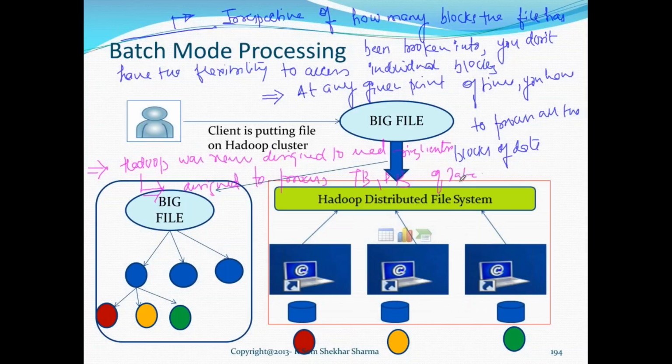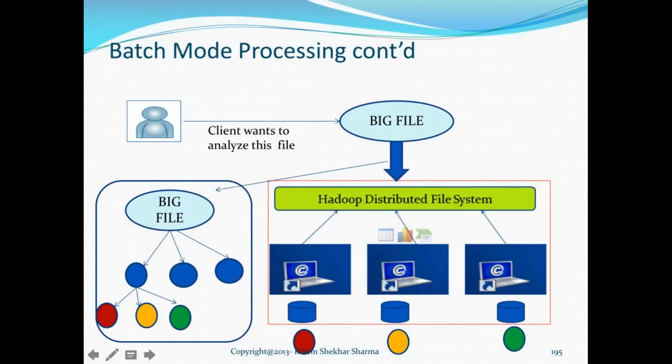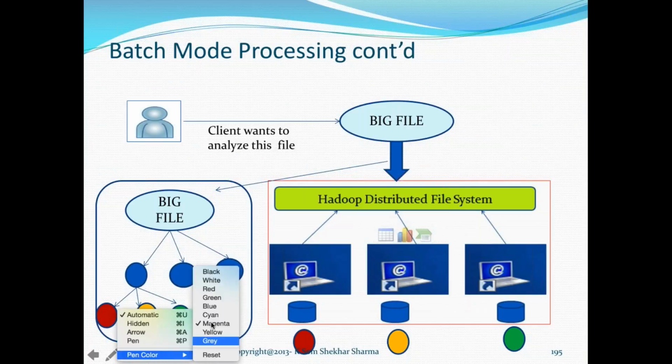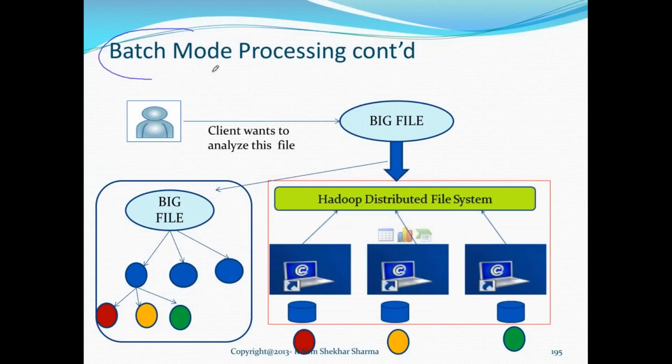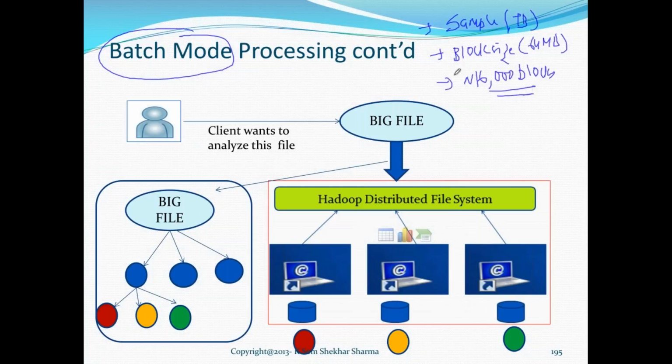To make it clearer, what exactly does batch mode processing mean? For example, you put a sample file of a terabyte, and assuming the block size is 64 MB, when you break this file it will have nearly 16,000 blocks. Now you want to read the first line of the sample file, or just process one small amount of data.